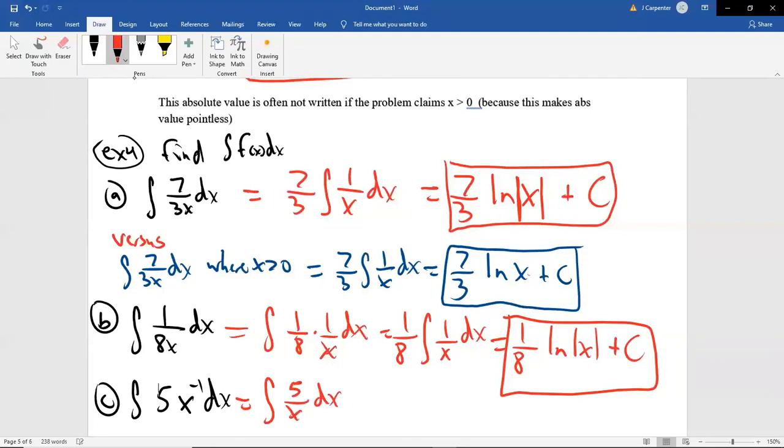Negative 1 in the top, positive 1 in the bottom. If you need to pop the 5 out, that's 5 times the integral of 1 over x dx, which is 5 times the natural log of the absolute value of x plus our c. And that's it.